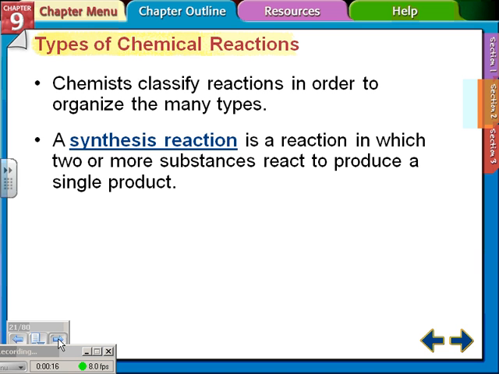First type of chemical reaction is called a synthesis reaction. It's just how it sounds. It's a synthesis of two or more reactants that come together to form a single product.